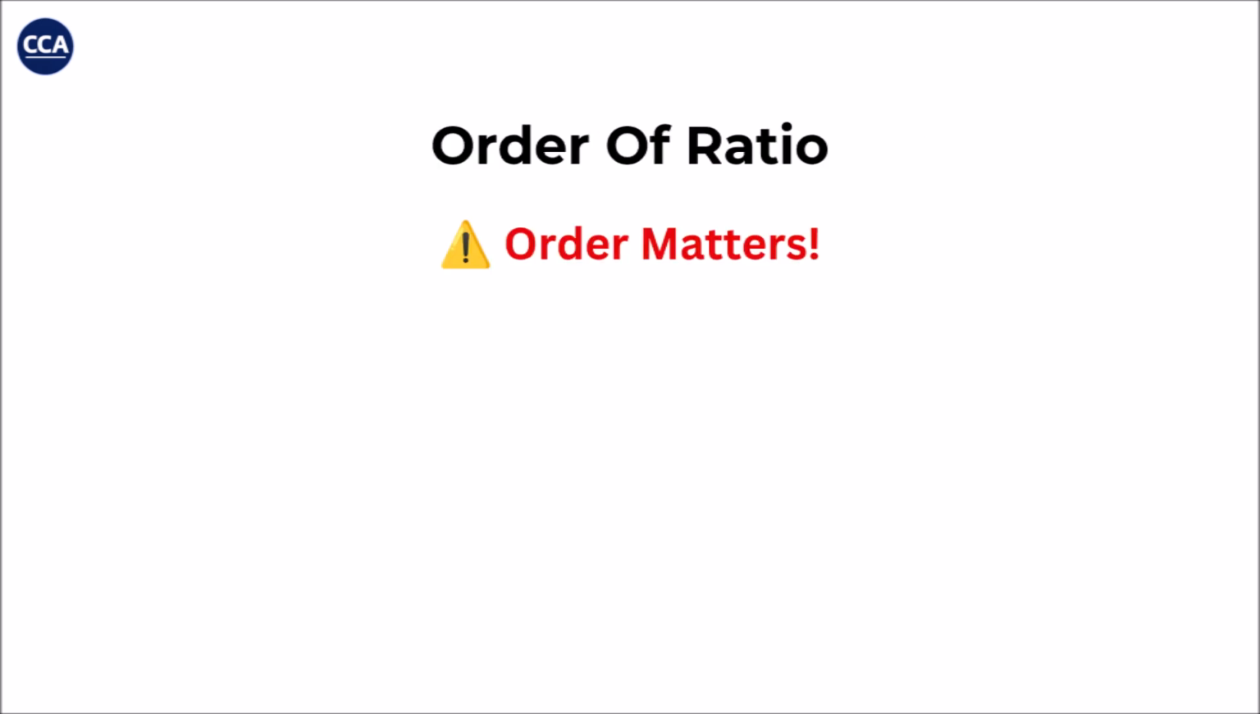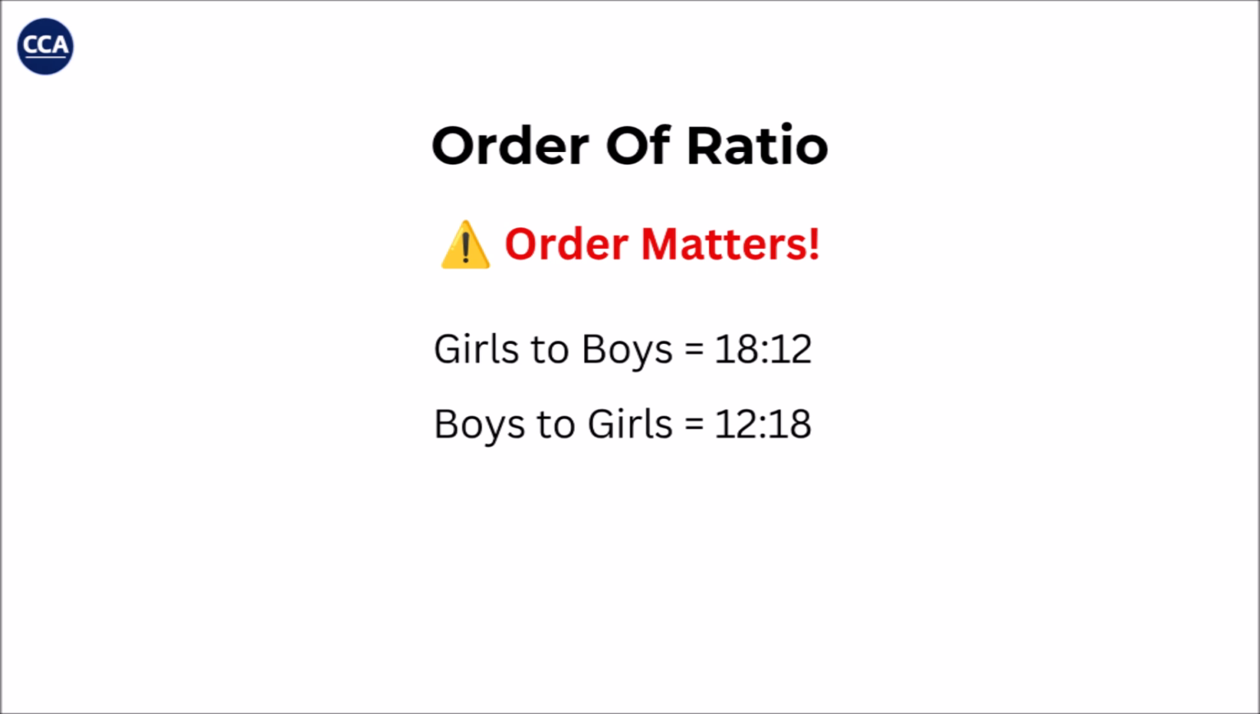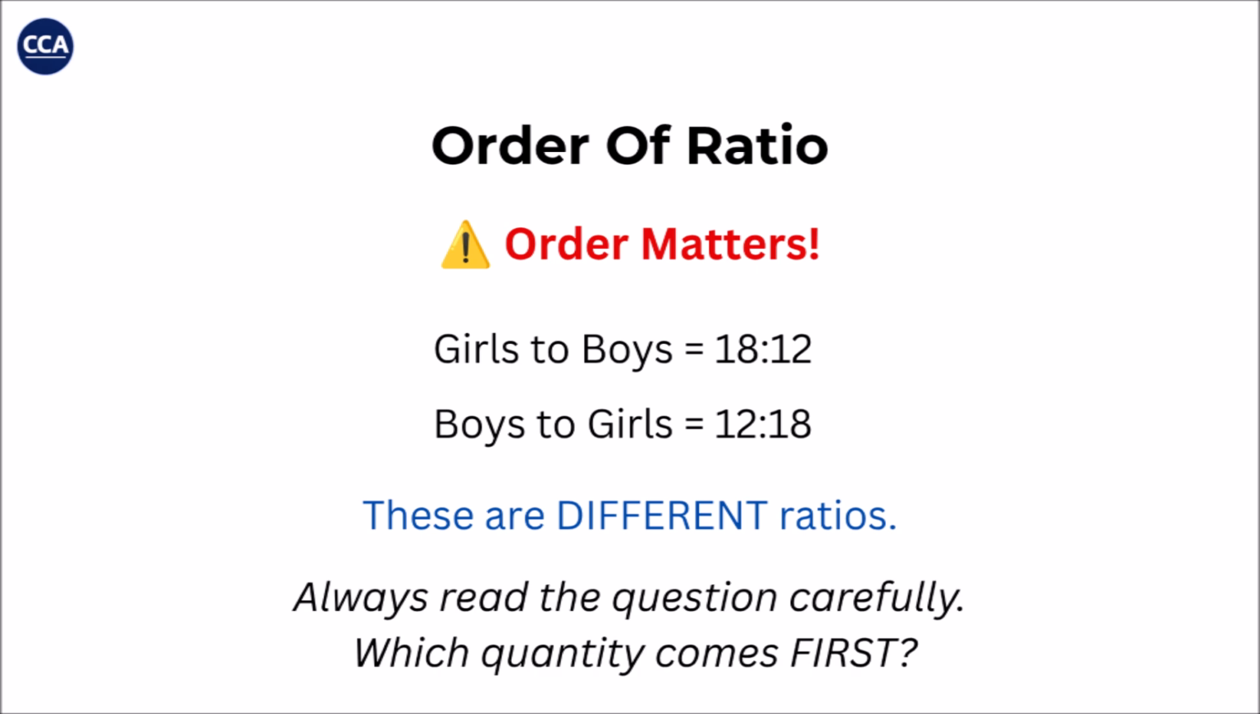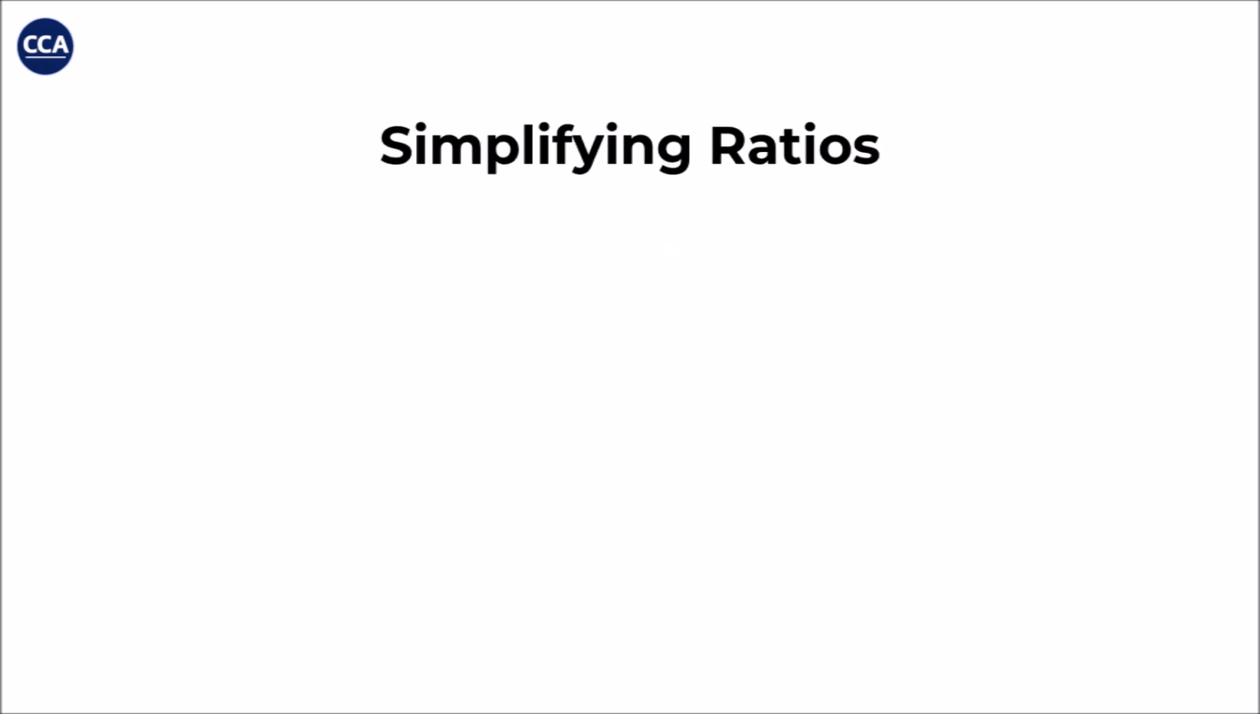This is critically important. The order of a ratio completely changes its meaning. Girls to boys is 18:12. Boys to girls is 12:18. These are 2 completely different ratios. Always read the question carefully to know which quantity comes first. If a question asks for the ratio of boys to girls, writing 18:12 instead of 12:18 is wrong, even though both numbers are correct.